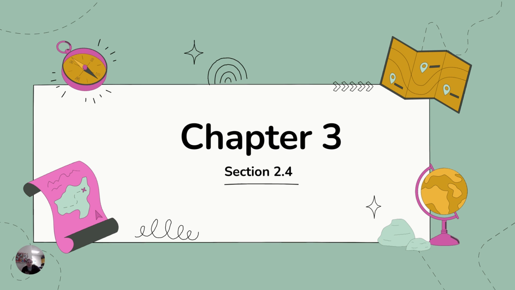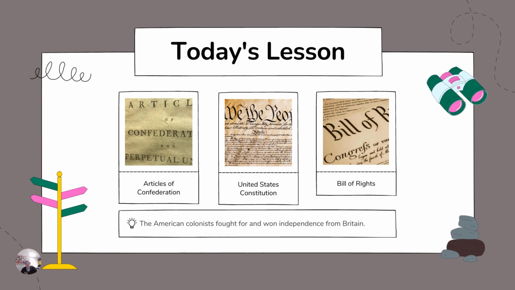Today we're going to be going through Chapter 3, Section 2.4. In today's lesson, we're going to be learning a little bit about the Articles of Confederation, and then we'll be taking a bit more of a deep dive into the United States Constitution and the Bill of Rights. And our main idea for this section is that after the Revolution, Americans created a government based on a balance of power and the rights of the people.